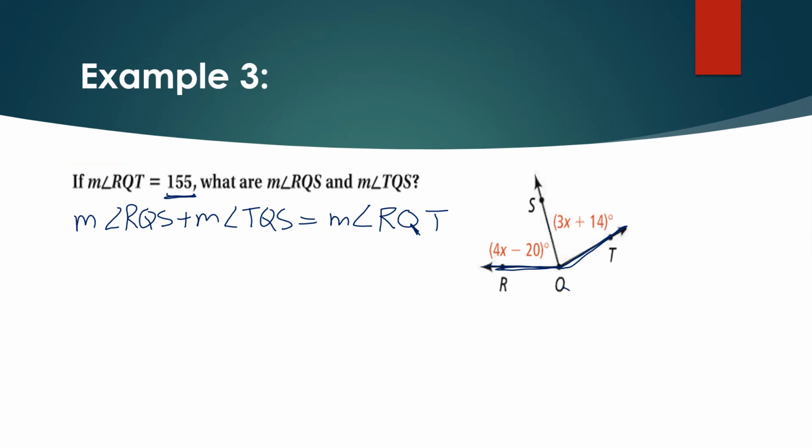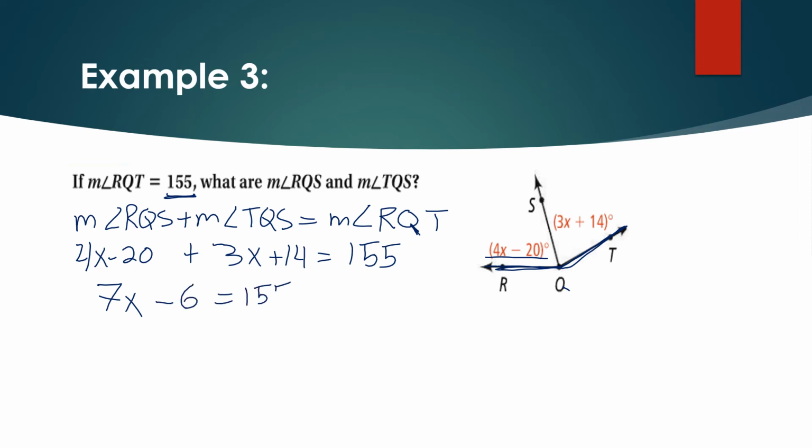And RQS is 4x minus 20. So 4x minus 20 plus the measure of TQS, it's 3x plus 14, should equal the whole angle 155. So from here, we're going to add the common terms together. So 4x plus 3x is 7x. Negative 20 plus 14 is negative 6, and that will equal 155.